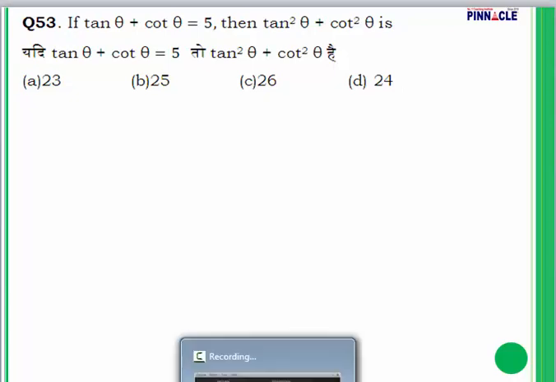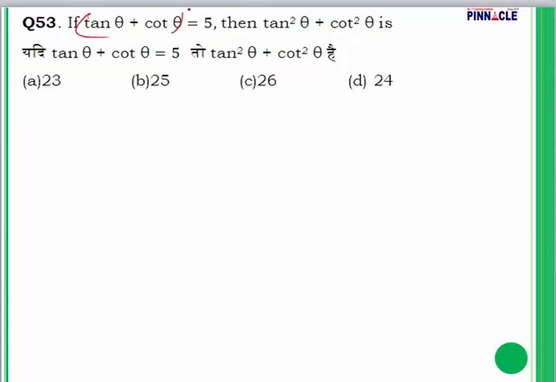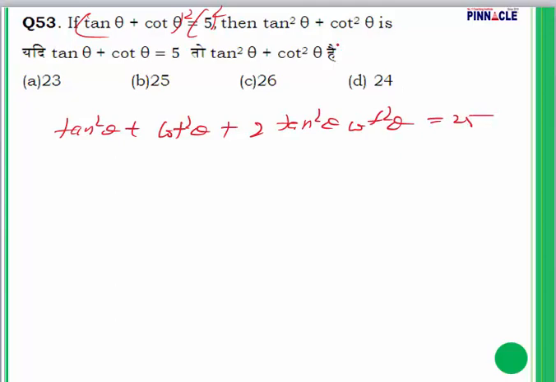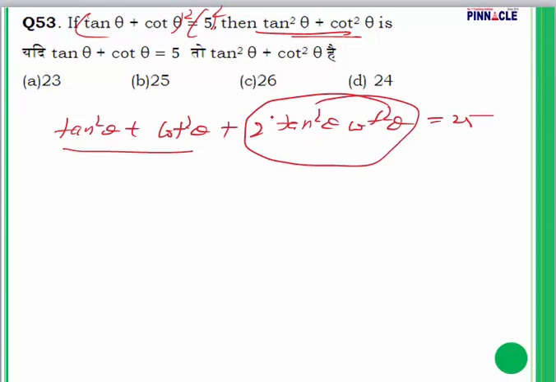D is the answer. Next question, question number 53. In this question, if tangent theta plus cot theta is 5, then we have to find the value of this. If you square both sides, we will have tan square theta plus cot square theta plus 2 tan theta cot theta is equal to 25. Tan theta into cot theta is equal to 1, so 2 into 1 is 2. 25 minus 2, that is 23, is the answer of this question.